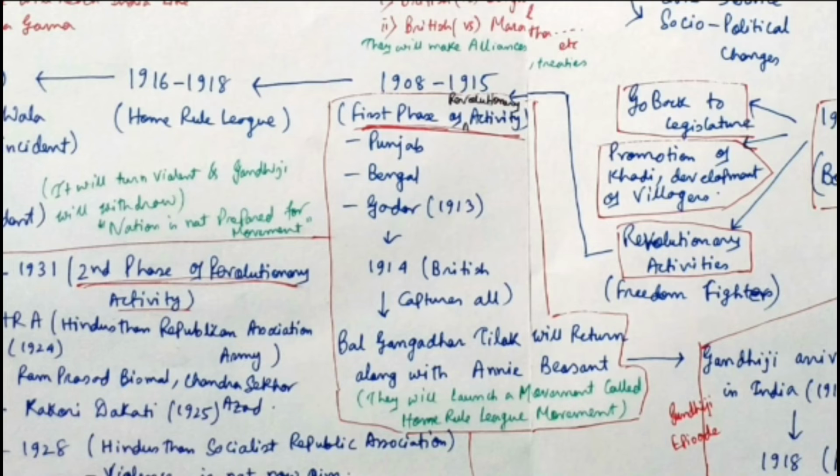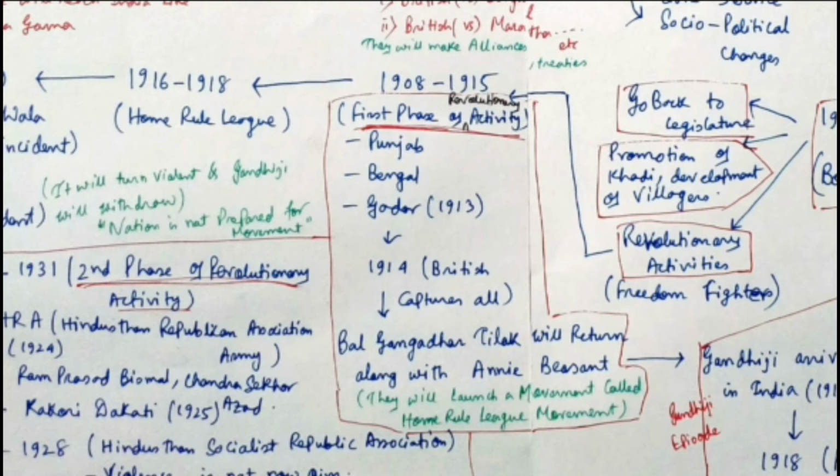Like those are the revolutionary activities they will do. They are called the freedom fighters. They will just try to face the British face to face. So in this way, the first phase of revolutionary activities will begin. All right. So this phase will continue from 1908 to 1915, and first it will happen in Punjab, and then Bengal, and then abroad as well. All right. So there will be the famous place, Gadar.